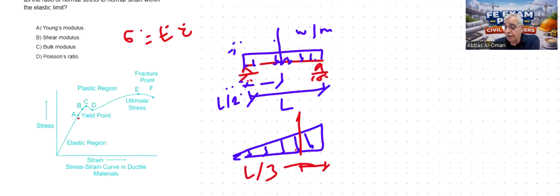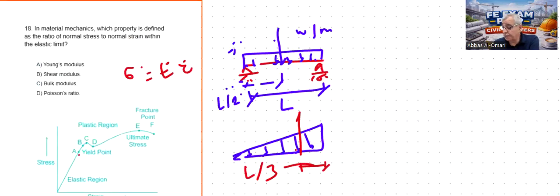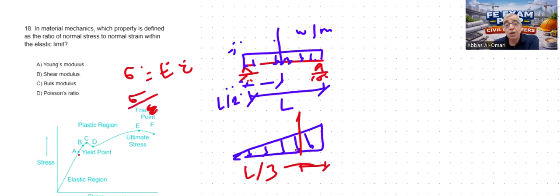So the ratio of normal stress to strain, sigma over epsilon, equals E, which is Young's modulus of elasticity. So the answer is A. Next question.